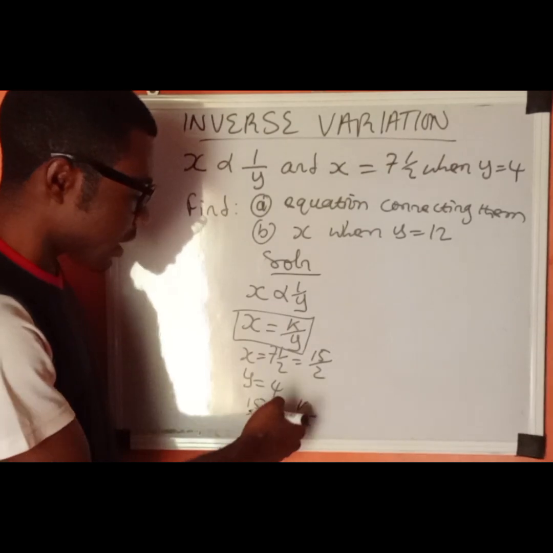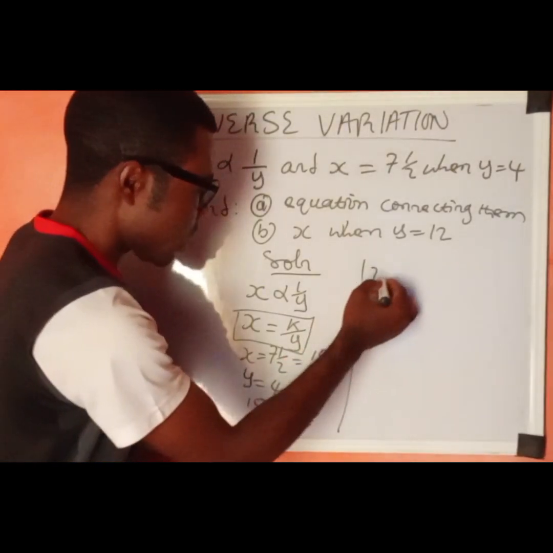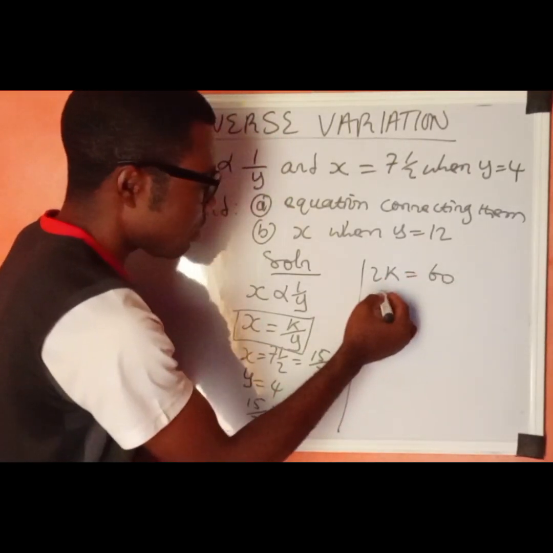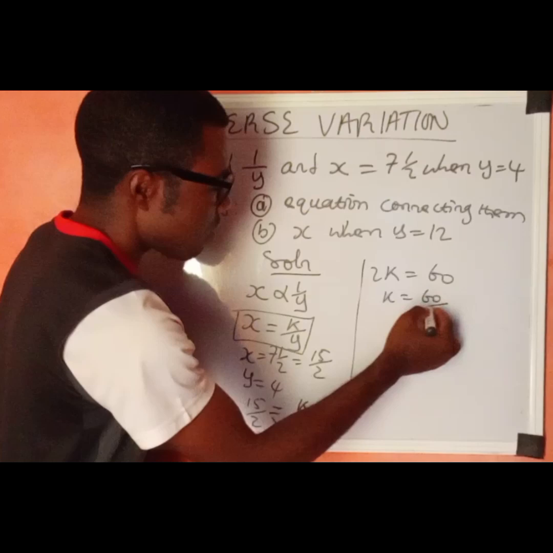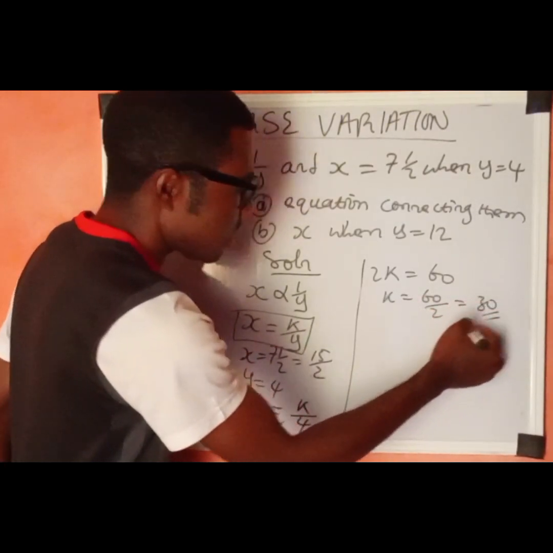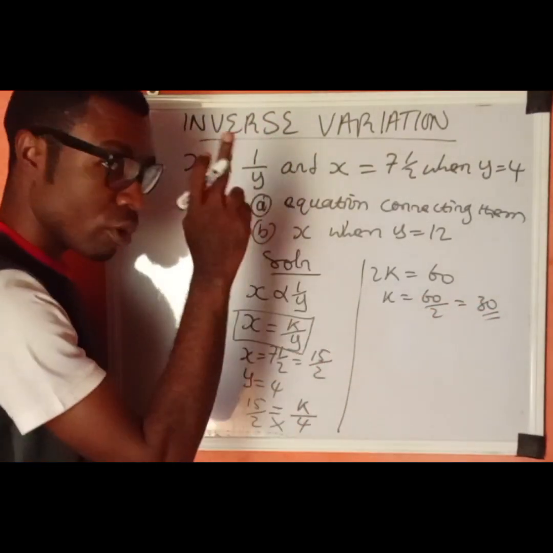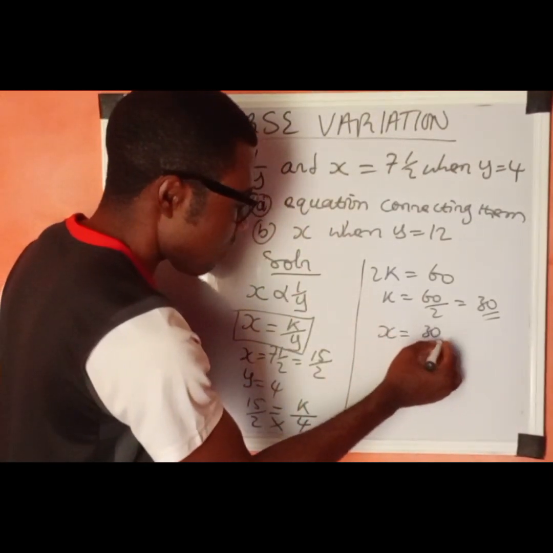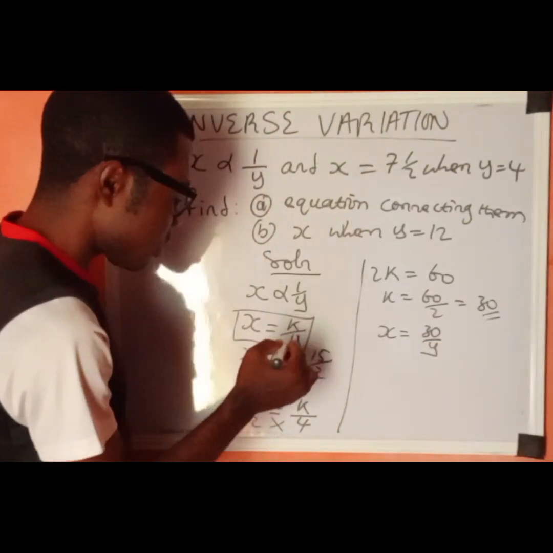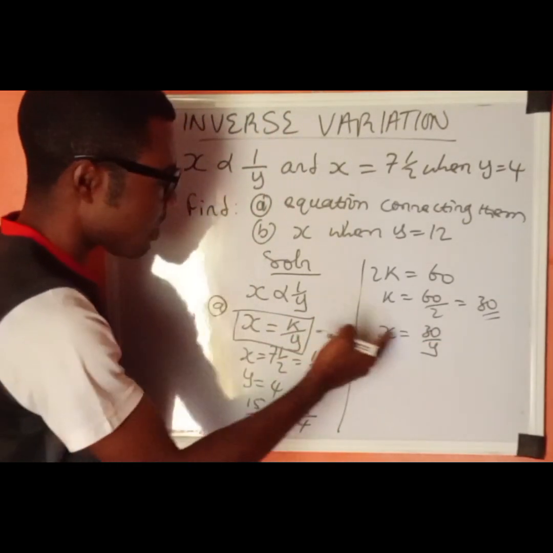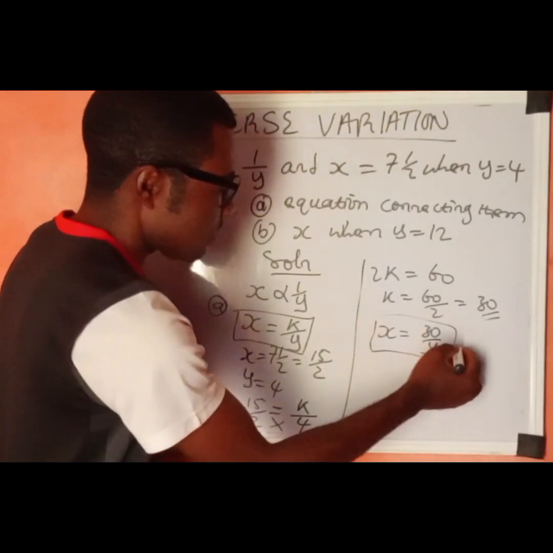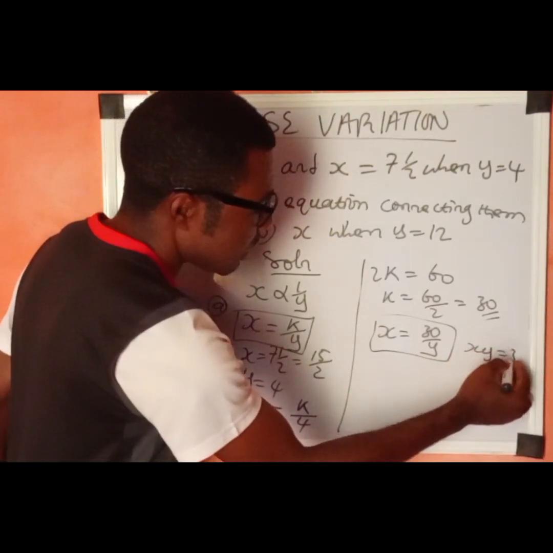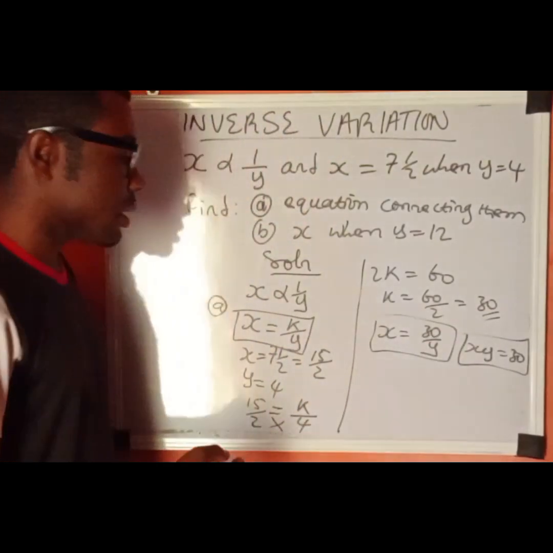We cross multiply here: k times 2, we have 2k. 4 times 15, we have 60. You divide both sides by 2 so that k is 60 over 2, and that makes k to be 30. So you put it back in this equation. Remember what we did in direct variation. Put it back in the equation so that x equals 30 over y. This is the answer to number A. So this is the equation connecting them. You can leave it this way, or you can cross multiply so that it will be xy equals 30. Still the same equation connecting them.